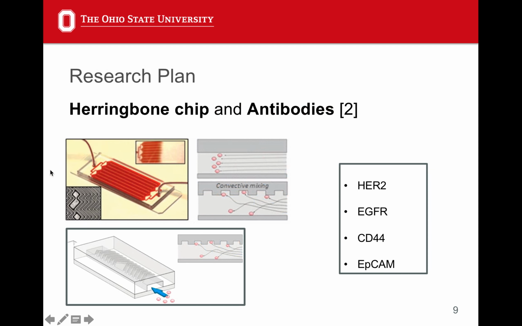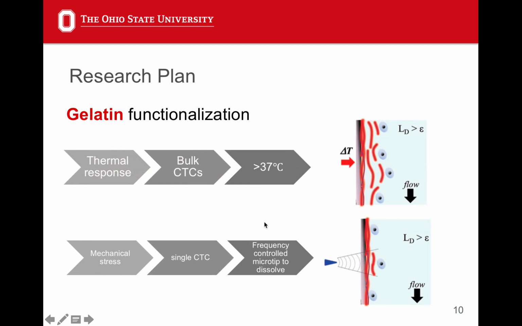This is the herringbone chip. The pattern looks like this. The pink particles are the antibodies, and these are the antibodies we will use in our proposal. Let's go into detail about the gelatin functionalization and the CTC release mechanism.